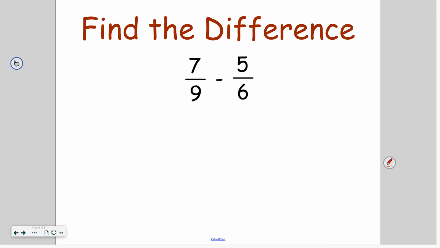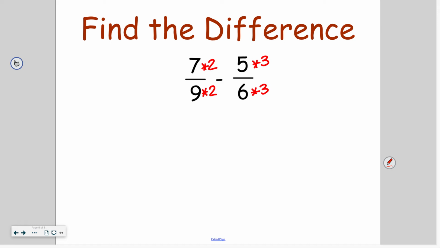Switching over to subtraction now. Again, we're looking for a common denominator, so looking between 9 and 6. Looking at the multiples of 9, we have 9 and then 18. That is a common denominator between 9 and 6, so we're going to multiply the first fraction by 2 and the second fraction by 3.